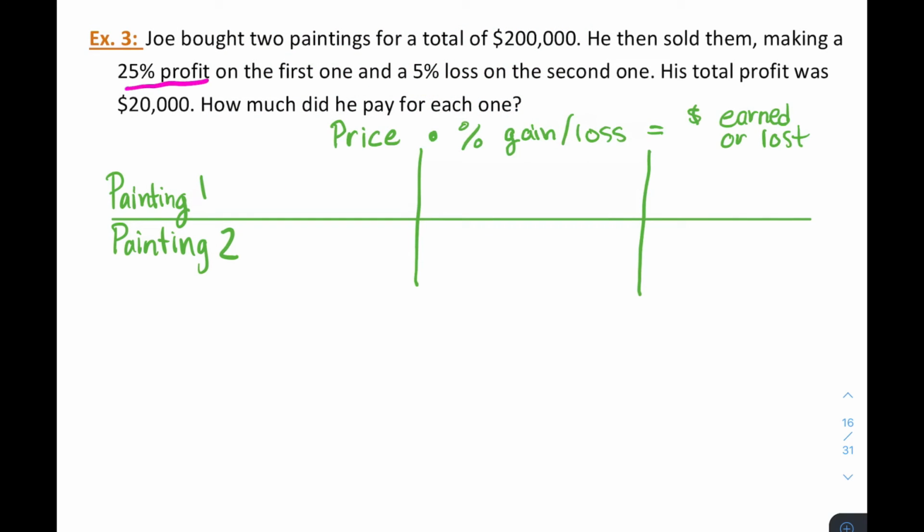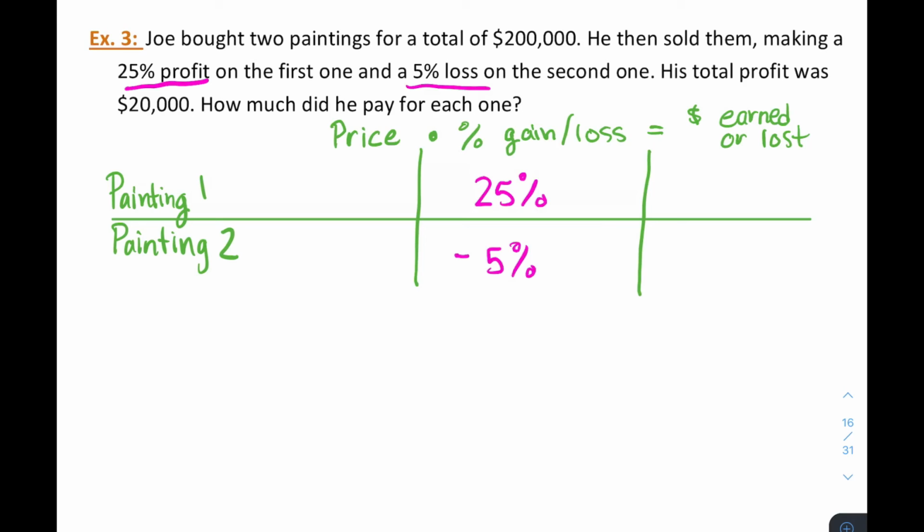So I'm just going to organize my information again. So my paintings, I made a 25% profit on the first one, so 25% gain, and a 5% loss on the second one. I'm going to represent the fact that it was a loss by making it a negative 5%. You could make the money amount negative if you'd prefer instead, but I'd rather just go, hey, that's a negative 5% loss, and take care of it now.